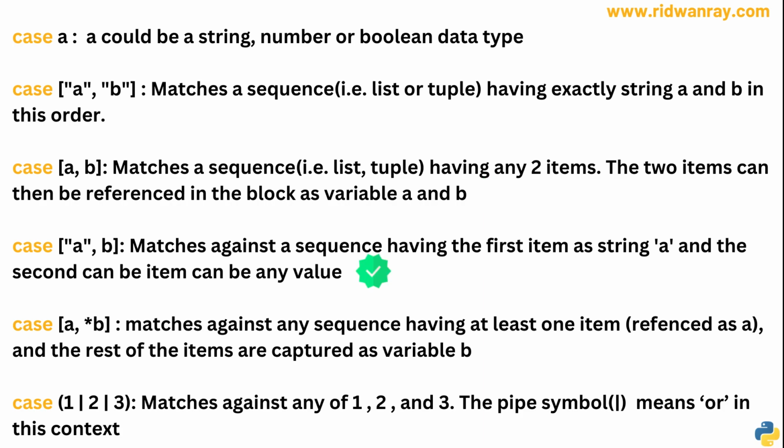This is going to match a list or a tuple containing two items, but the first item must be string A. The second item can be any other value. This is going to match a list or a tuple containing at least one item. The first item is referenced as A, while the rest are referenced as B. The pipe operator signifies OR. It means any of these values is going to match.